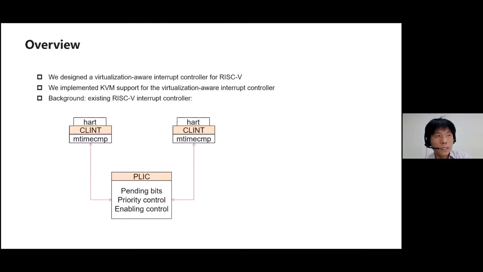The existing interrupt controller on RISC-V consists of two parts, the CLINT and the PLIC. The CLINT mainly contains a local timer CSR called mtimecmp. The PLIC acts as the routing unit, so to speak, for external interrupts and software-generated interrupts. It contains the various controls and status bits for the interrupt sources. I'll skip the details of these. Please refer to the specs if you're interested.